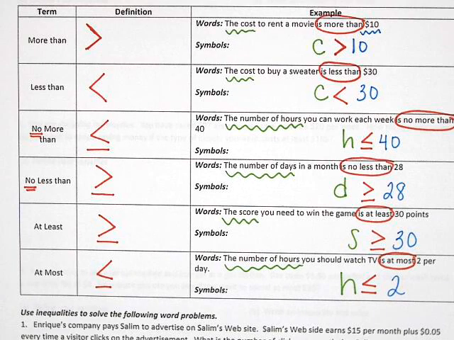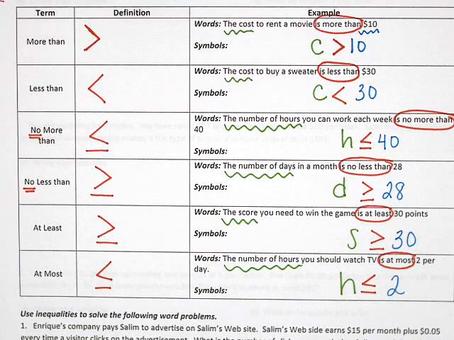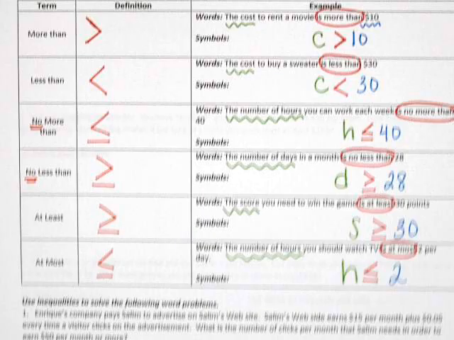Now this is kind of a review. We've learned these words before. We've seen them in translation problems before. Now we're just doing this in context. So let's go ahead and read a word problem.